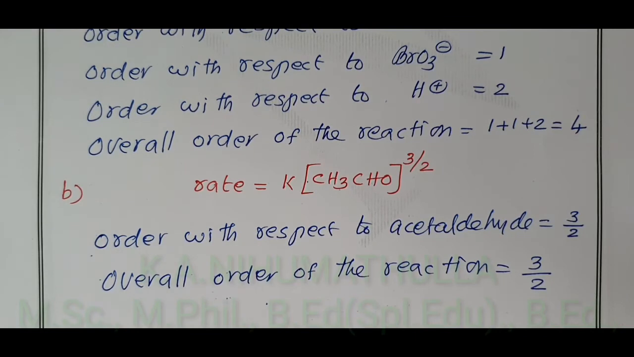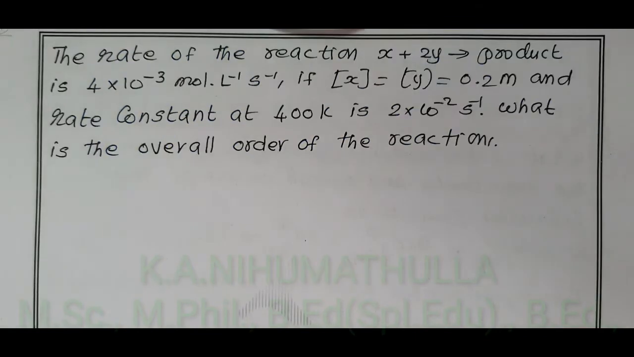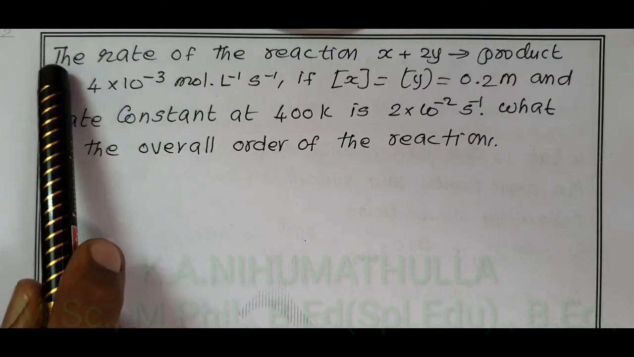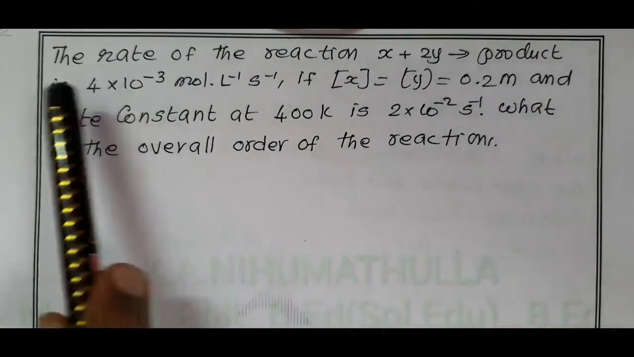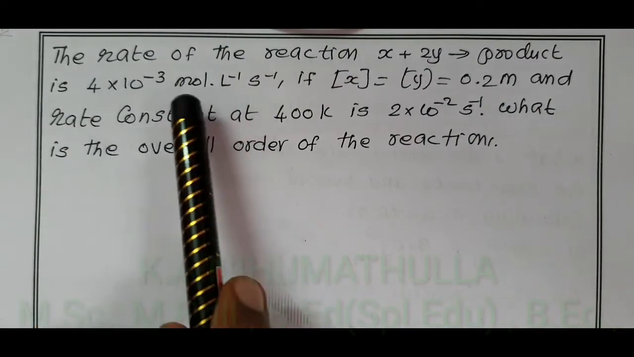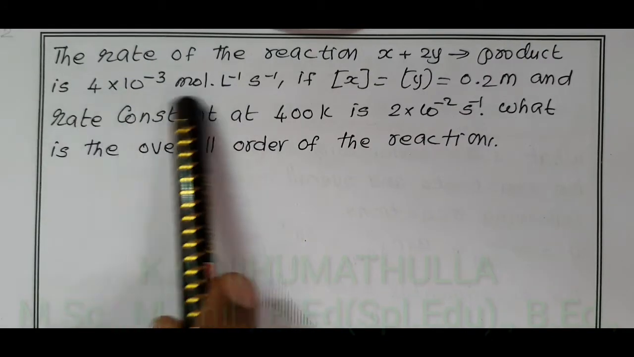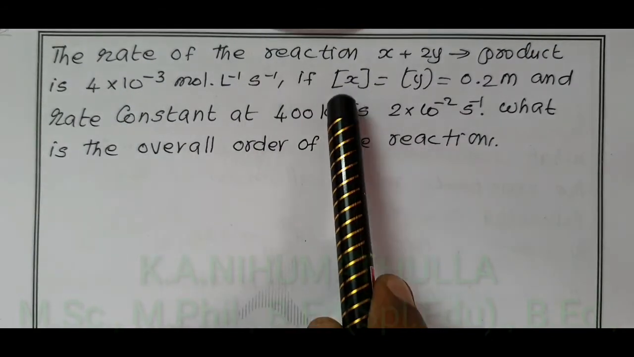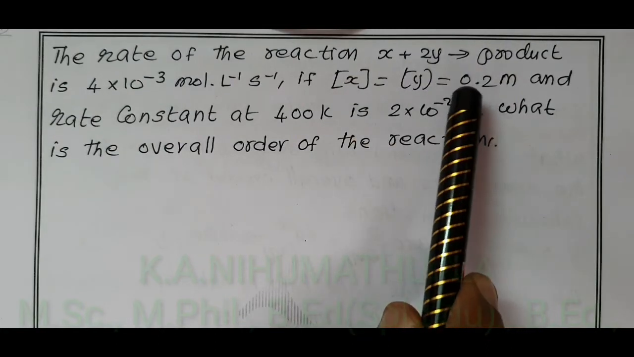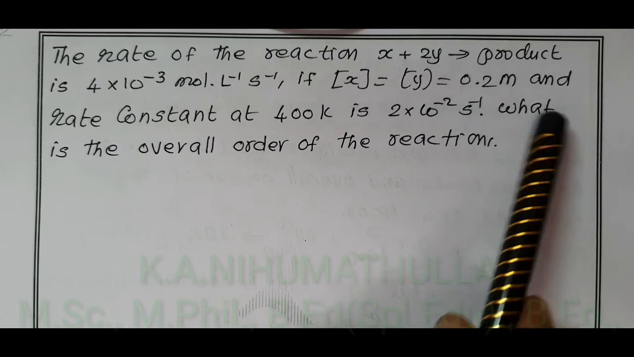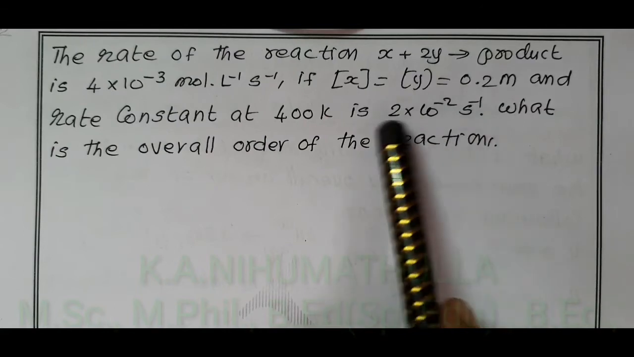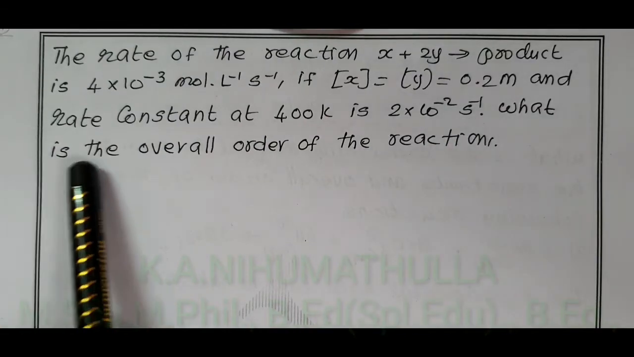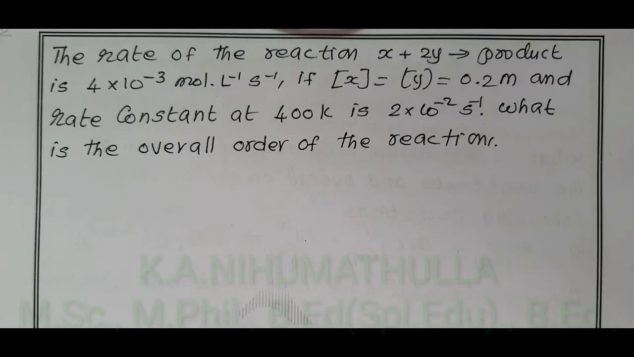Now, we are going to discuss one more problem under this video. The problem given is: the rate of the reaction X plus 2Y gives product is 4 into 10 power minus 3 mole per liter per second. If the concentration of X equals the concentration of Y equals 0.2 molar, and the rate constant at 400 Kelvin is 2 into 10 power minus 2 per second, what is the overall order of the reaction?